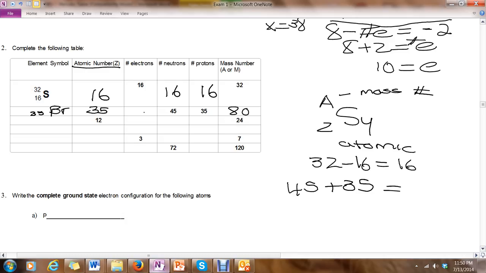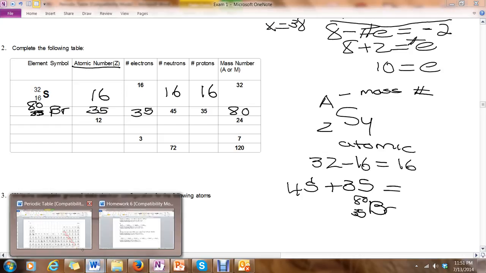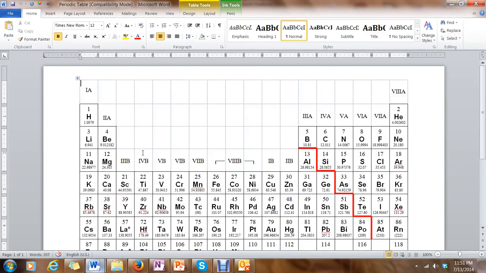And what would be the number of electrons? It would be the same as the protons, 35. So here, if I can write here, 35 on the bottom, 80 on top. Bromine, on the left column, bromine, 35 and 80. Okay, so here, atomic number 12, let's look at our 12, which is magnesium.